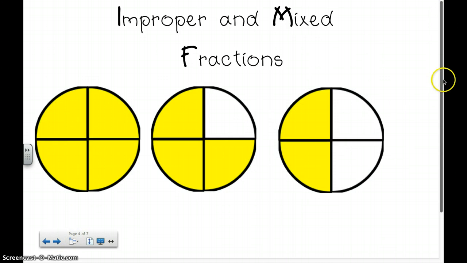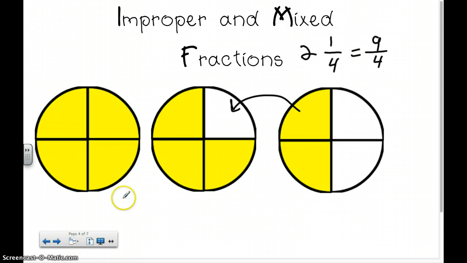Let's look at this one. I'm going to move this piece over here. I know that my denominator is going to be 4. So I have 2 wholes and 1 fourth. If I want to switch it to an improper fraction, I just have to count the pieces. 1, 2, 3, 4, 5, 6, 7, 8, 9. So that means that I have 9 fourths. Those are equivalent to each other. Okay? Now, if I wanted to add these up, I could do 1 fourth 9 times.